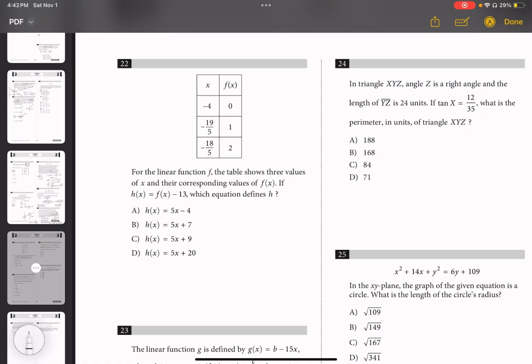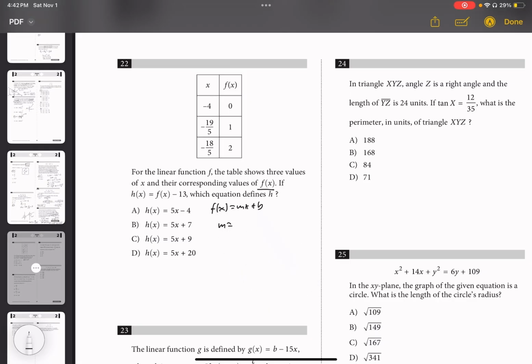Okay, question 22. For the linear function f, the table shows 3 values of x and their corresponding values for f of x. If h of x is equal to f of x minus 13, which equation defines h? So we're going to solve for f of x first. So f of x is equal to mx plus b.